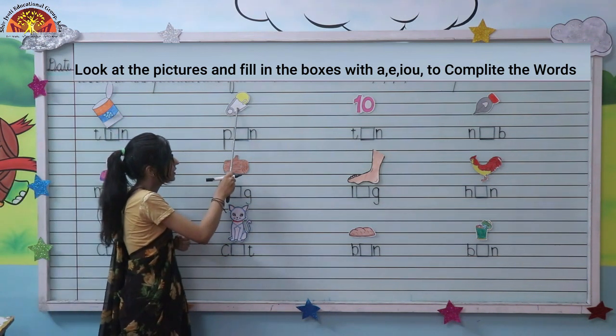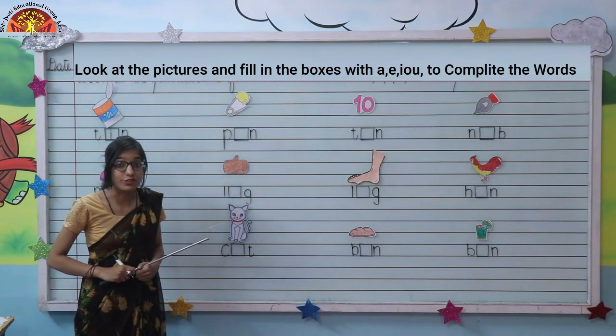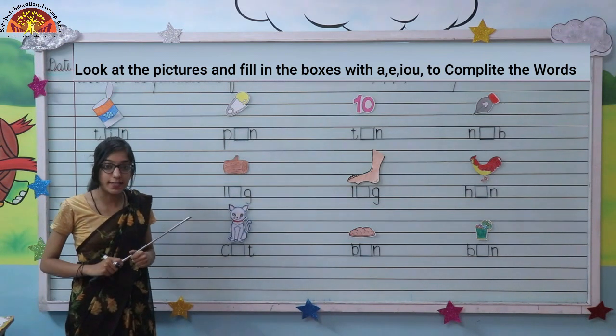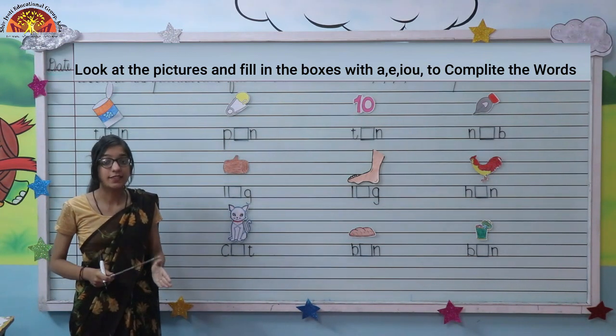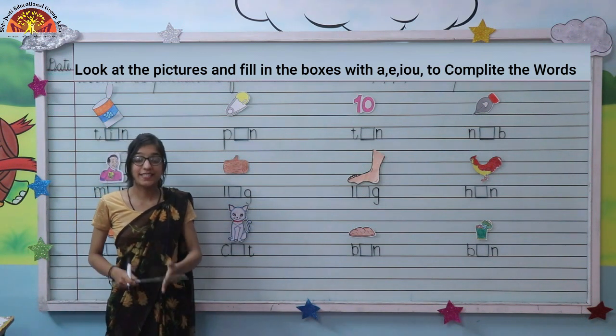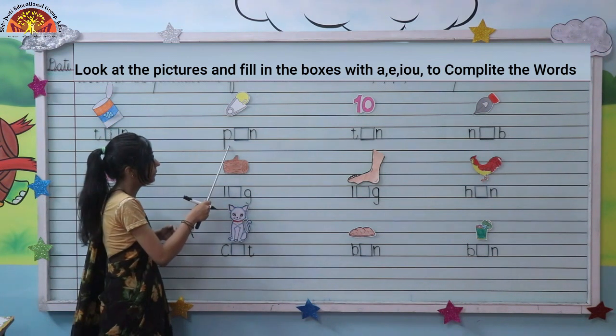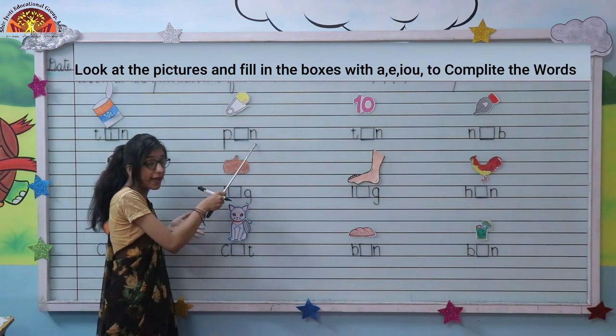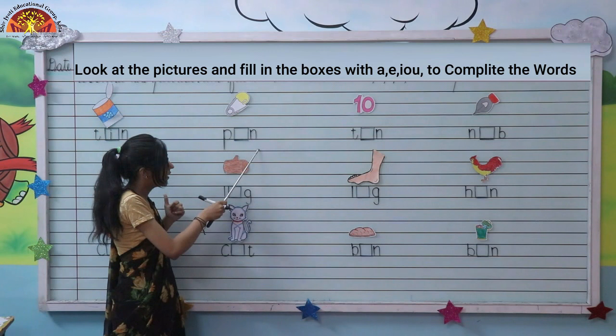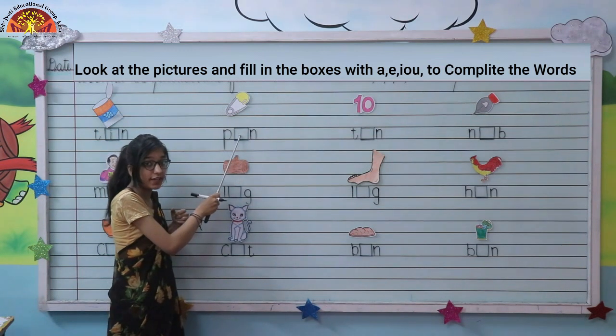Now come to the next one. Tell me which picture is this, kids? This is a picture of pin. The spelling of pin is P-I-N, pin. So kids, again one letter is missing here.